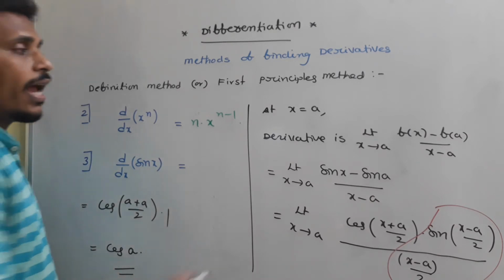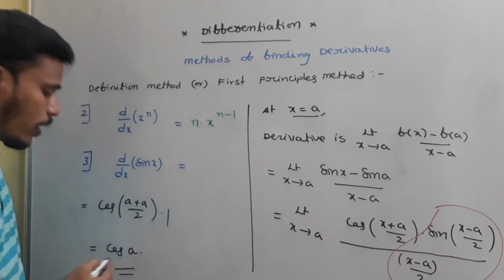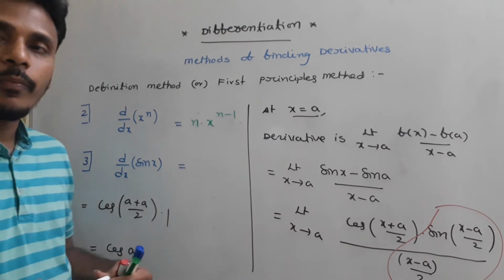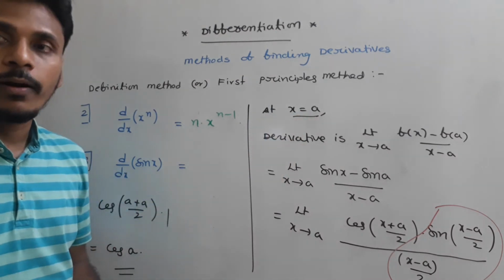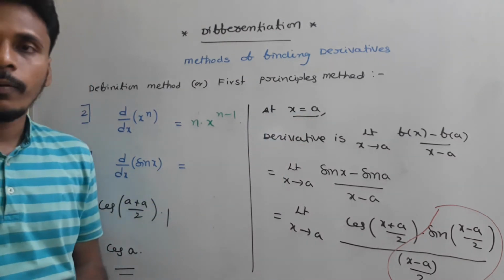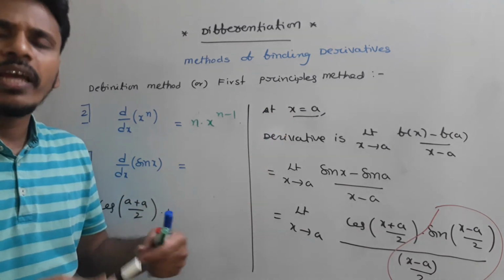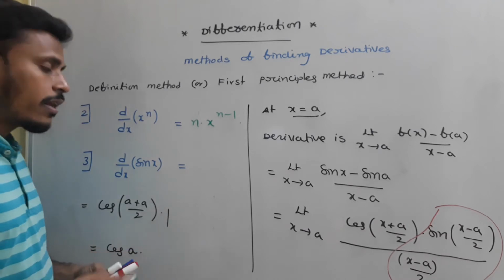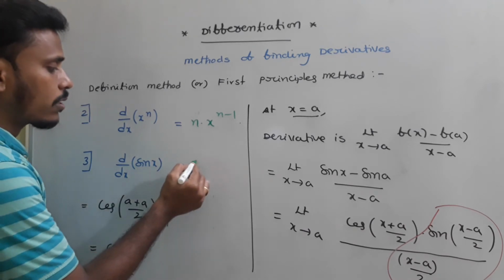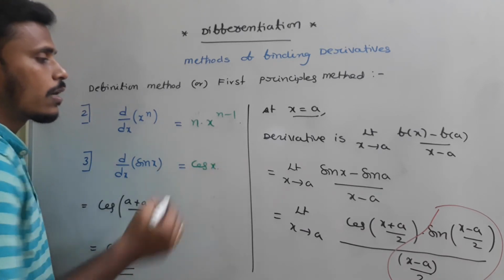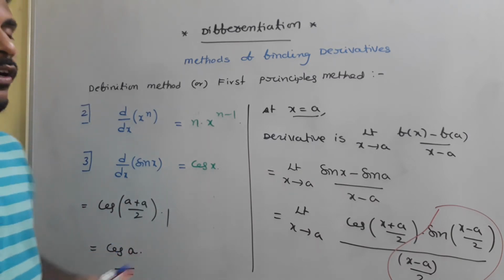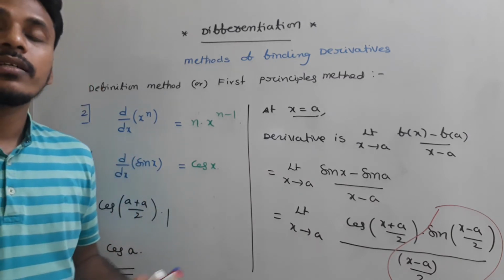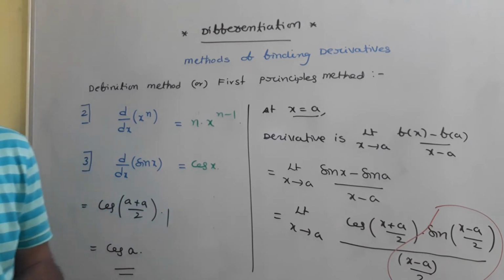Once again, at x equals a, the derivative of sin x is cos a. At x equals alpha, the derivative is cos alpha. At x equal to any value, say beta, it is cos beta. And in general, the derivative of sin x is cos x. Likewise, we are going to find the derivatives for all the different standard functions.